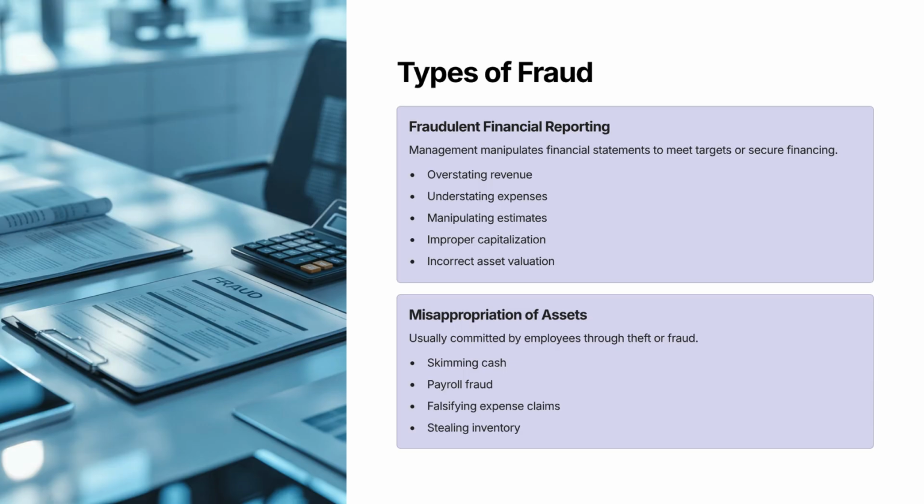Second, misappropriation of assets. This is usually committed by employees, not always management, and includes theft, skimming cash, payroll fraud, falsifying expense claims, or stealing inventory. The key difference? Fraudulent financial reporting affects the financial statements directly. Misappropriation of assets might or might not hit the financial statements, but when it does, it's usually through concealment.